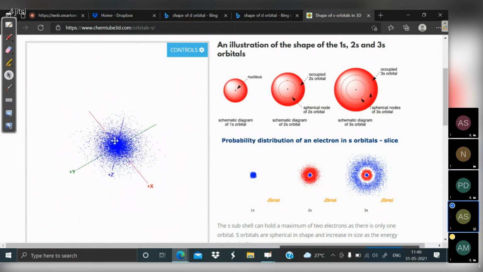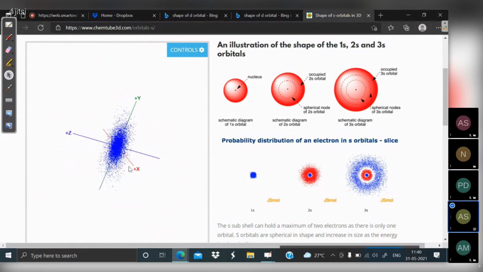Electron can be present in this dotted region. There is a probability of the electron being present, but we cannot exactly pinpoint and say that this is the electron, because then Heisenberg's principle will be violated. So this is how the orbitals look. It's basically just a probability distribution chart, where you are seeing the dotted lines.